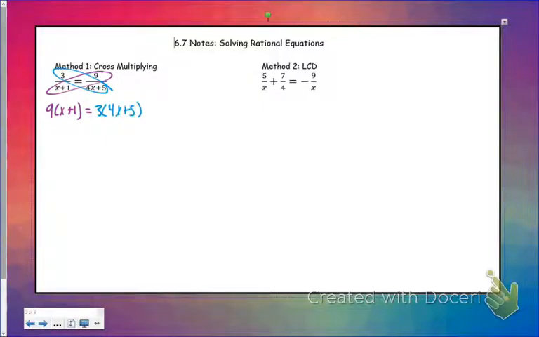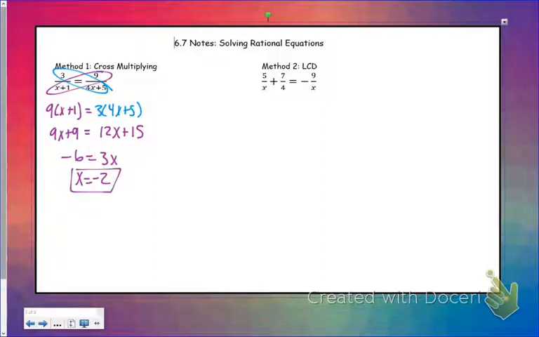And then from here, it's just a normal algebraic equation. So I'm just going to distribute. And then move all your x's to the same side, move all your numbers to the other side, and you get your answer.